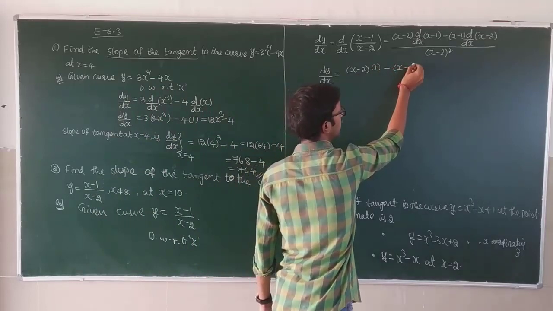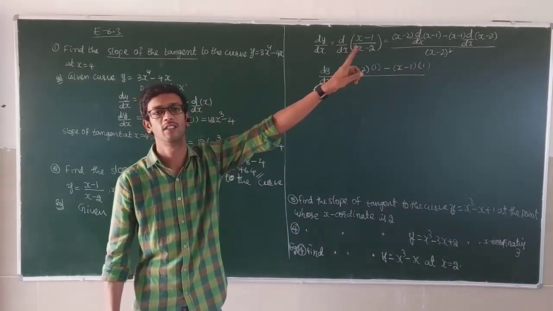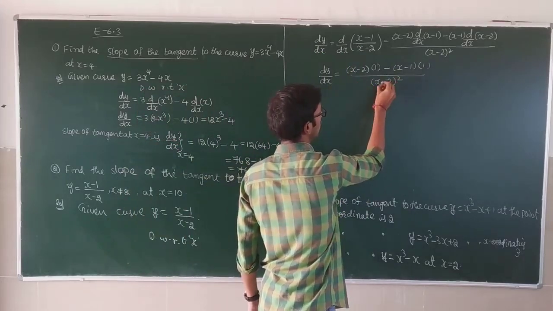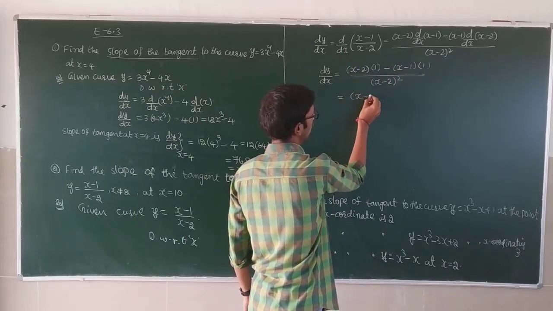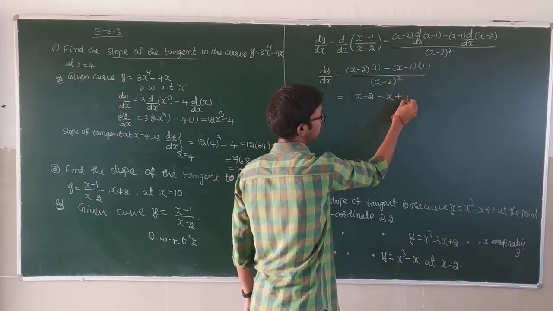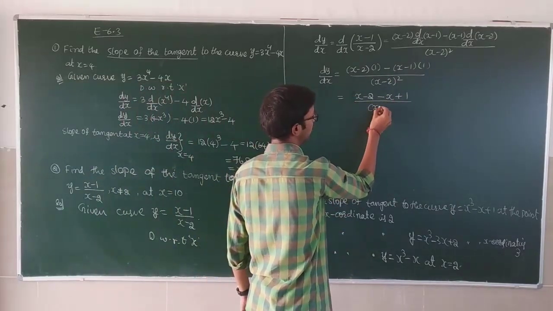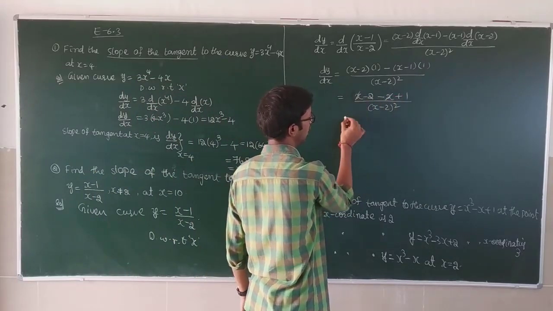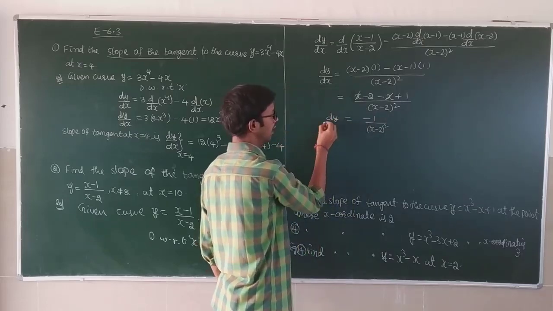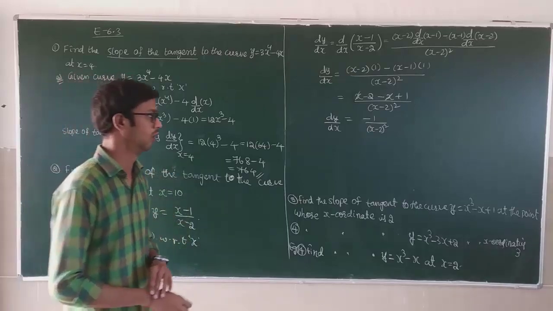Next, minus (x minus 1) into 1, since the derivative of x is 1 and of 2 is 0, divided by (x minus 2) whole square. That is equal to (x minus 2 minus x plus 1), multiplying the minus inside, divided by (x minus 2) whole square. The x cancels. Minus 1 by (x minus 2) whole square. This is the dy by dx value.